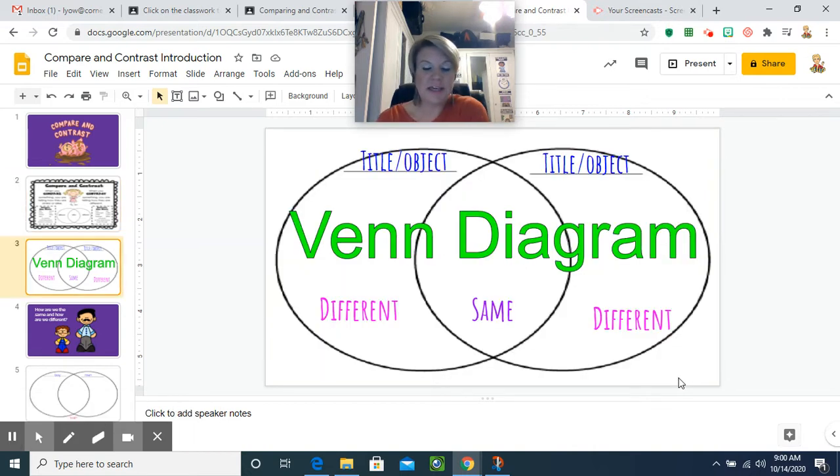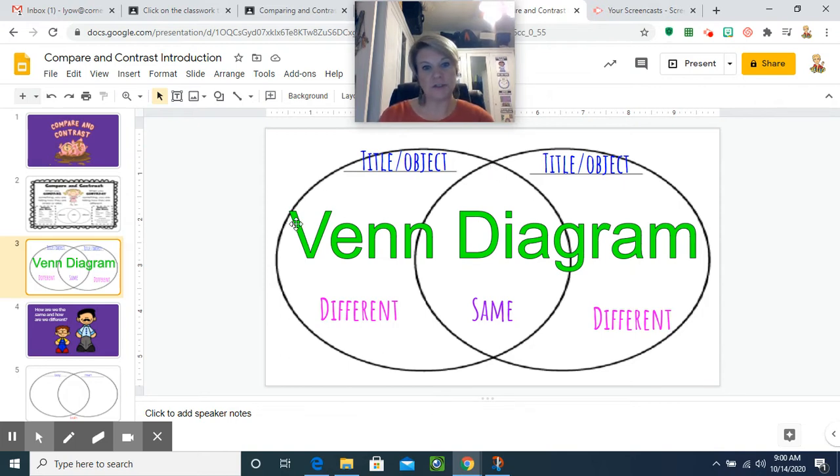Okay, boys and girls, this is the tool that we are going to use to help us organize our information when we are comparing and contrasting. This is called a Venn diagram. Say that with me, Venn diagram. A Venn diagram is basically made up of two circles. You can see this first circle right here that I'm circling with my mouse. And then you see the second circle, and you can see how in the middle, both of those circles overlap.